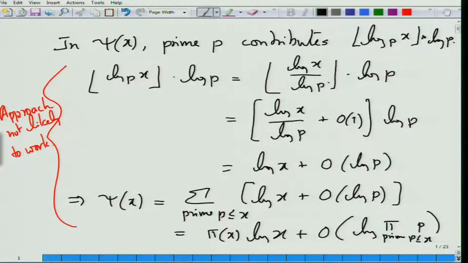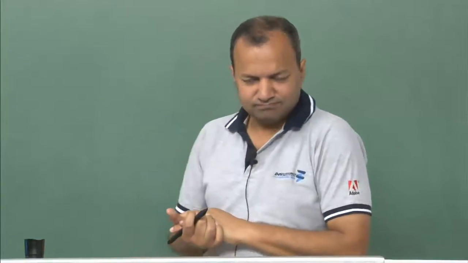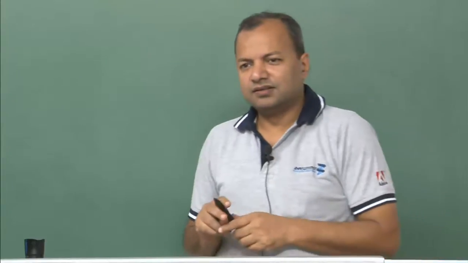In fact, I think this has to fail. Not necessarily, but it's much more likely to fail, because even if log x differs slightly from a multiple of log p, the error would be at least 1 over log p. Then multiplication by log p will give you error order 1 for one prime. And when you sum up, you get order pi x here, and that's too much. So we have to do something else.